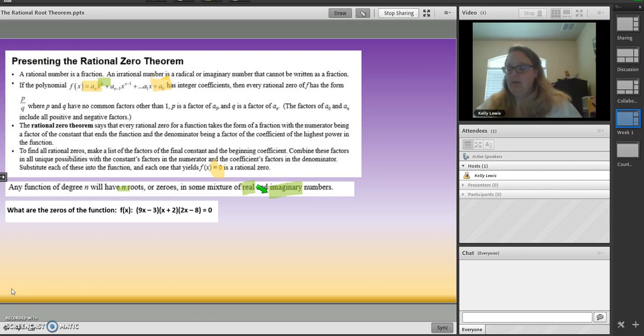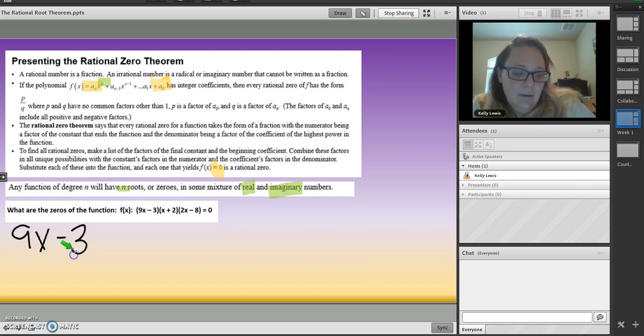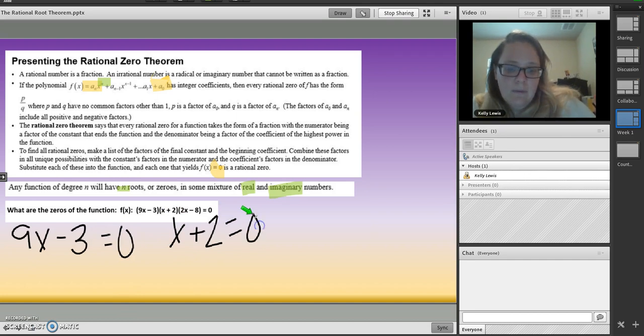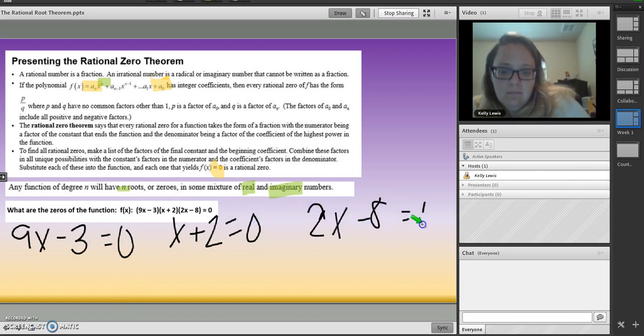Now let's go into a couple of things. Here we've got a polynomial that's already factored. When it's written like that, with the factors being multiplied together, it's called product of factors. To find the zeros, I'm just going to set each one of those factors equal to 0, and then I'm going to solve.